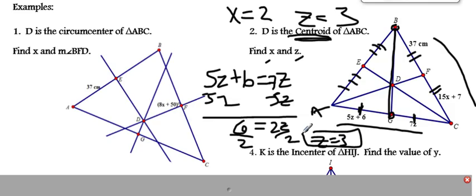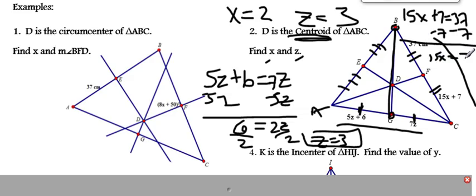For my x value, I'm doing the same thing. If these two segments are congruent, then their measures are equal. So 15x plus 7 equals 37. I can subtract 7 from both sides of my equation, so I get 15x equals 30. Divide by 15 on both sides of my equation, so I get x is 2.